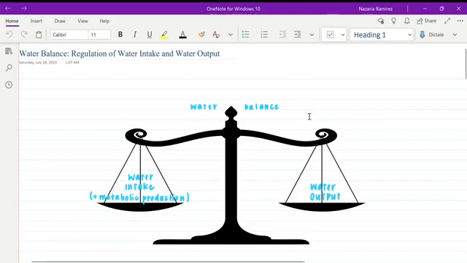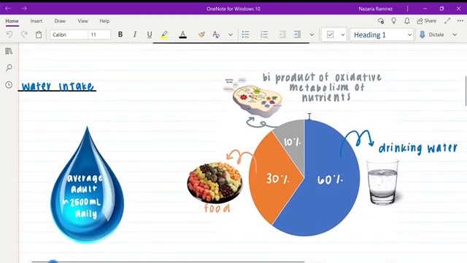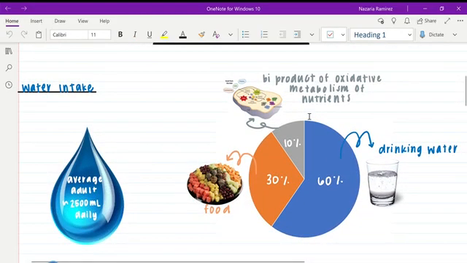Now let's go ahead and start with water intake. The average adult intakes about 2,500 milliliters of water daily. 60% of this comes from drinking water or any fluid that you consume, whether it be Coke, juice, water, anything pretty much. 30% of it comes from food, and 10% of it is a byproduct of oxidative metabolism of nutrients, also known as water of metabolism.